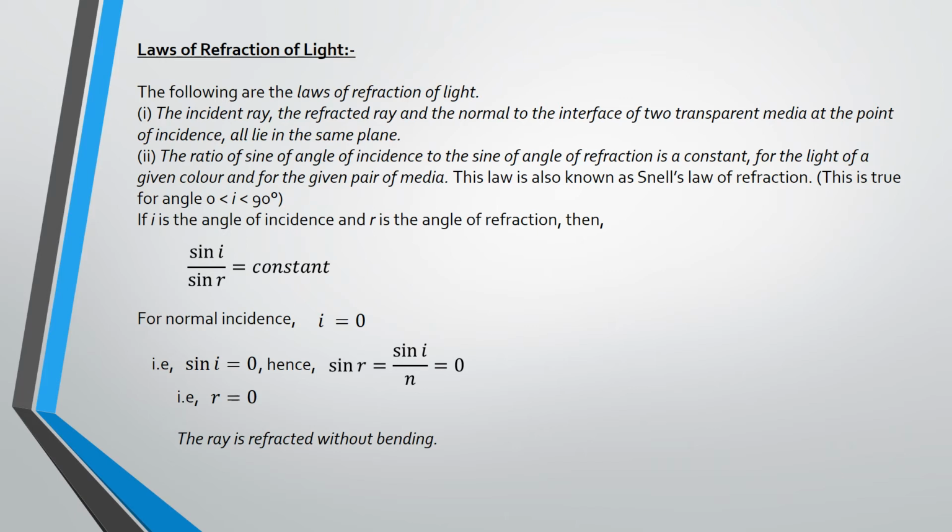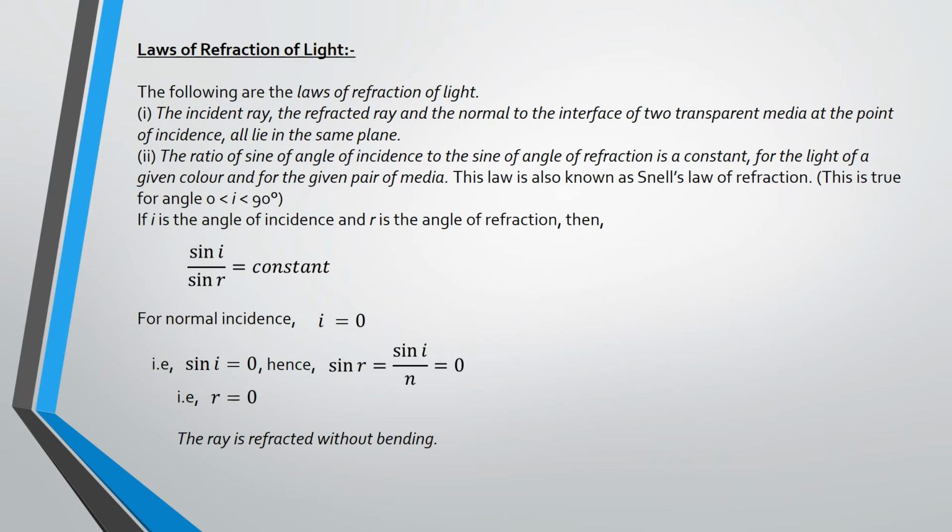When the light is incident normally onto the second medium, then the angle of incidence would be 0, and therefore from this equation we find that the angle of refraction also is 0, which means the light travels along the normal through the second medium without bending.